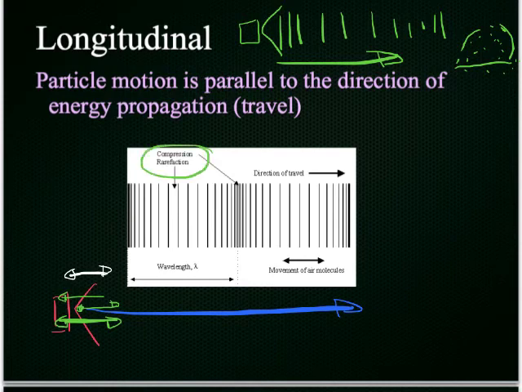Words you need to know are compression and rarefaction. So where there's high pressure is called a compression. Okay, this would be a crest if it was drawn on a graph. Okay, where there's low pressure or a trough is where the particles are further apart.